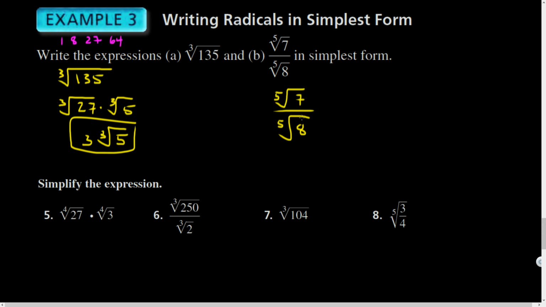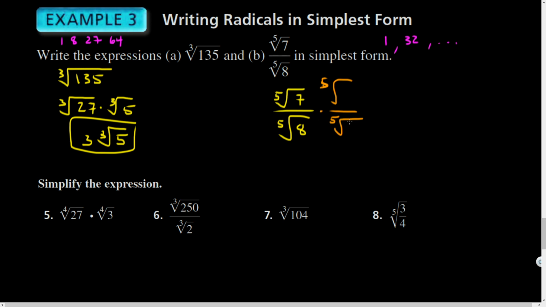Fifth root. Perfect fifths are 1, which is 1 times itself 5 times, and 2 to the 5th power is 32, etc. And so we're going to take that 32, and wouldn't it be nice if this was 32? Actually, there's a few different ways we can think about it. I'm going to have to get this radical out of the denominator. We've learned tricks as far as multiplying by a radical over a radical to get it to be friendly. And there's a couple different ways of doing this.